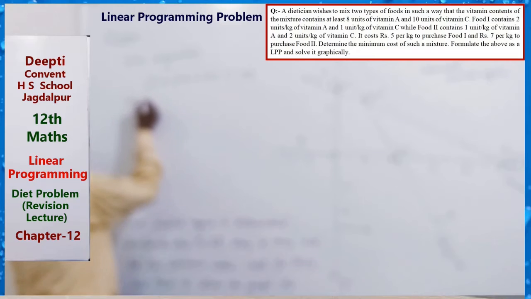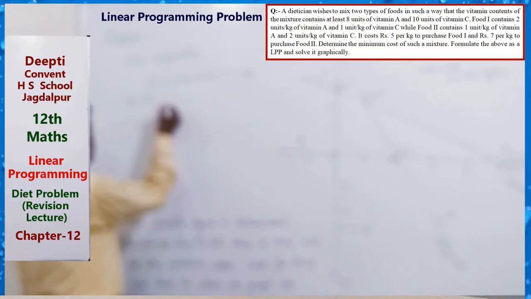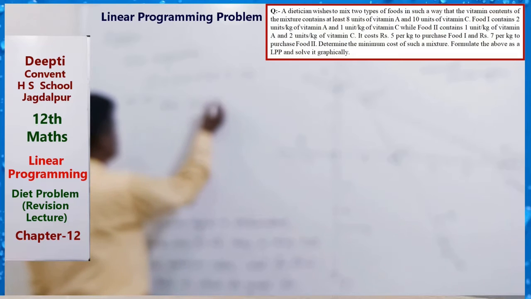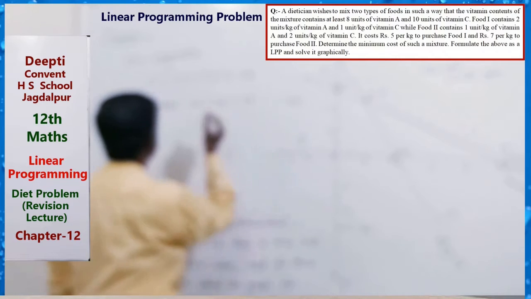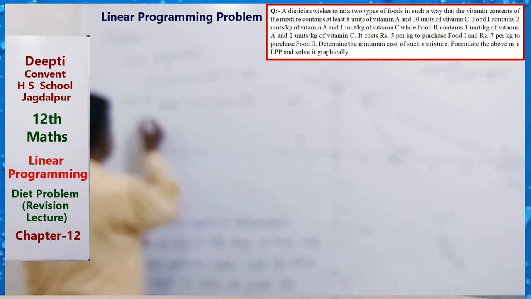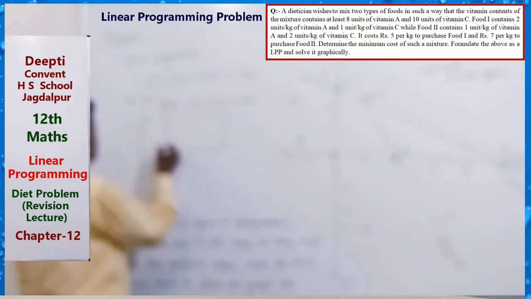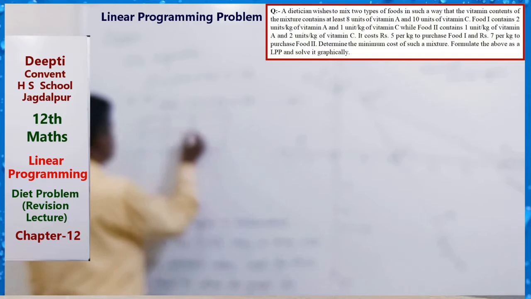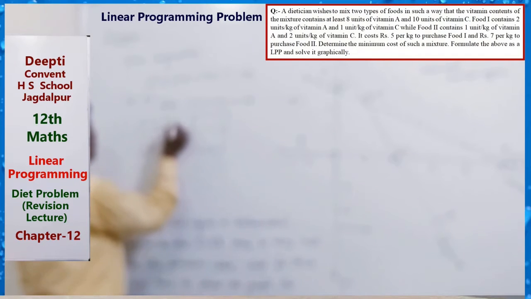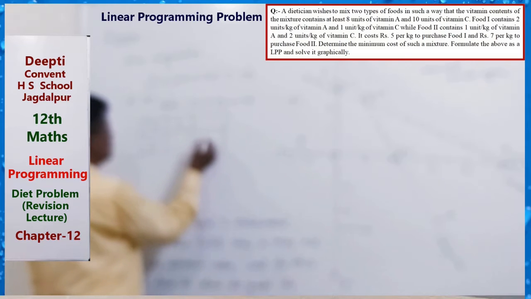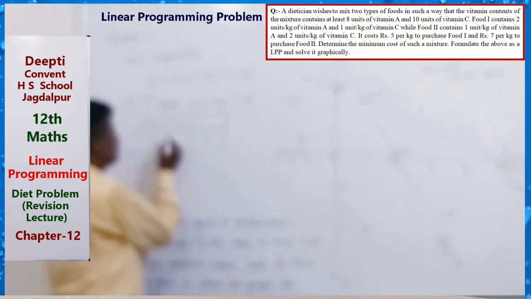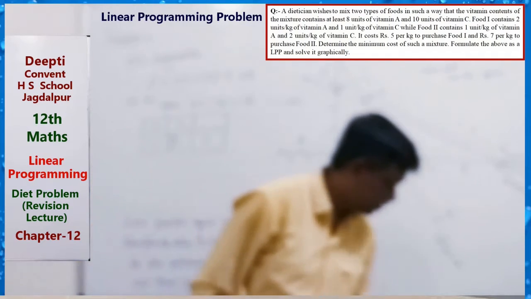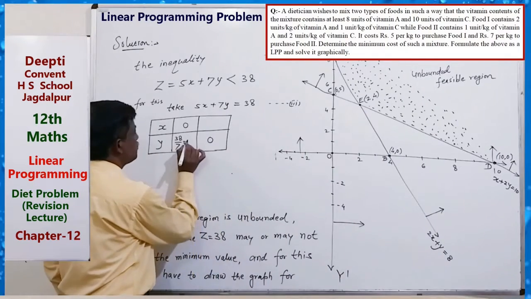For this, take 5x plus 7y equals 38, the third straight line. Just prepare its value table for x, y. Take the value 0. If we take x equal to 0 here, then y equals 38 by 7, which we can write as 5.4.